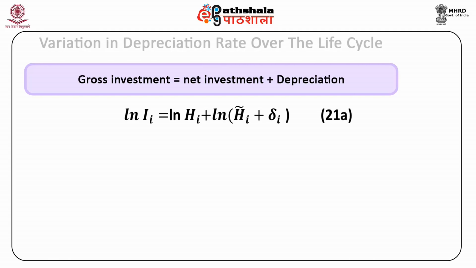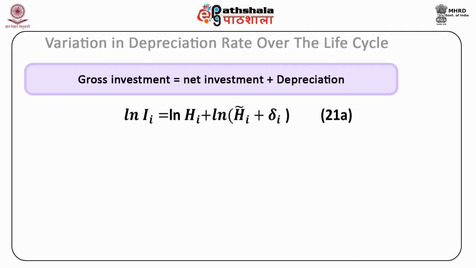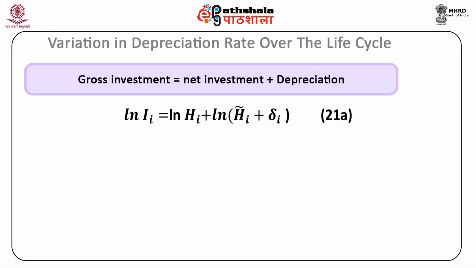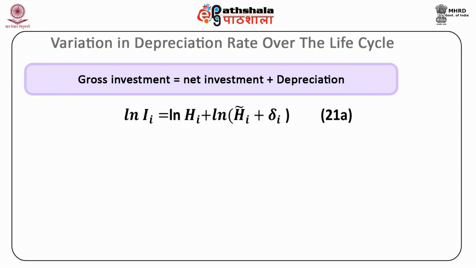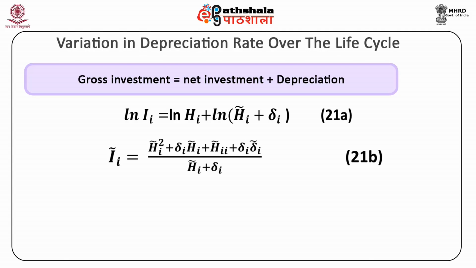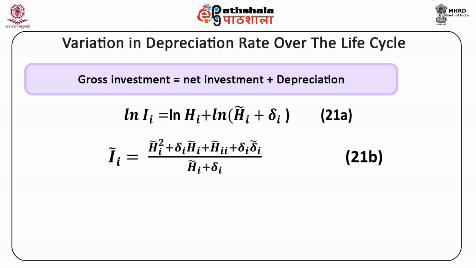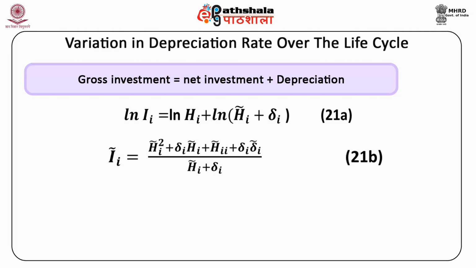Log of Ii is equal to log of Hi plus log of H tilde i plus delta i, equation 21a. Differentiating with respect to age, I tilde is equal to Hi tilde squared plus delta i into Hi tilde plus Hi tilde tilde plus delta i into delta i tilde upon Hi tilde plus delta i.